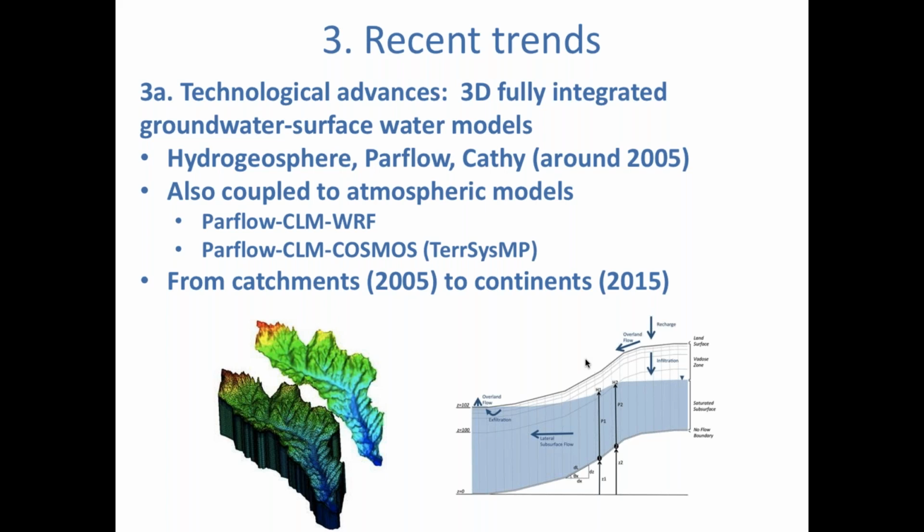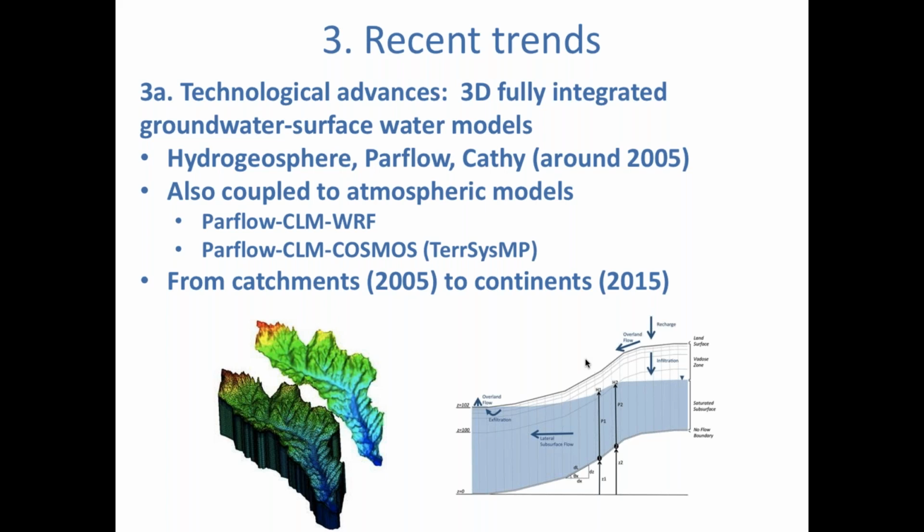Another type of technological advance that people are going to talk about, certainly Stefan Kollet in his next talk, are these so-called 3D fully integrated groundwater surface water models that connect the 3D Richards equation with 2D either shallow water equations or at least diffusive wave approximations. They try to model the whole hydrological system from first principles. Basically, you have a slab of soil or a slab of a catchment, and you rain on it, and then the hydrology comes to life by itself.